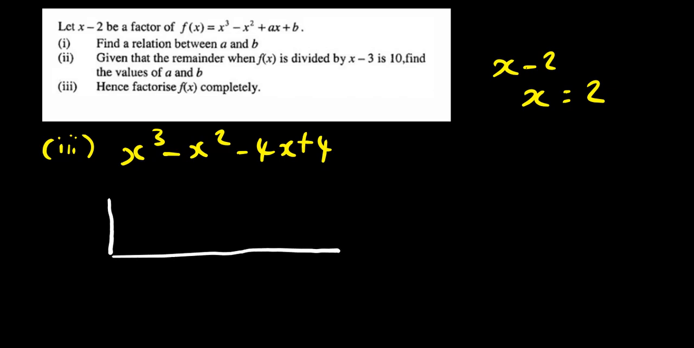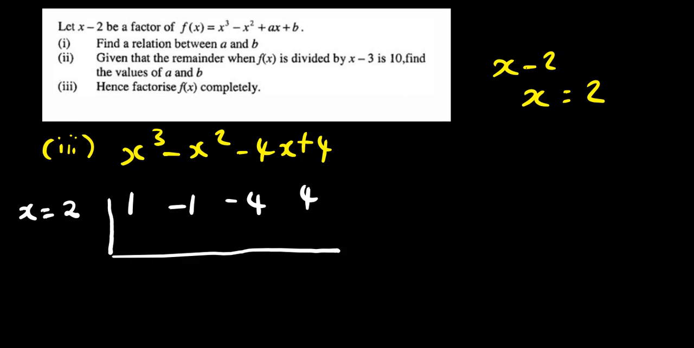Remember that they told us this expression is divisible by x minus 2, and we equated, so x equals 2, right? So let's use synthetic division. We're saying x equals 2. Then our coefficients from this expression: you can see this is 1, we have negative 1, negative 4, and a constant 4.